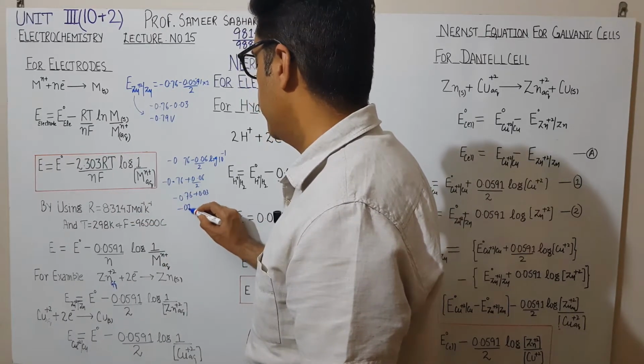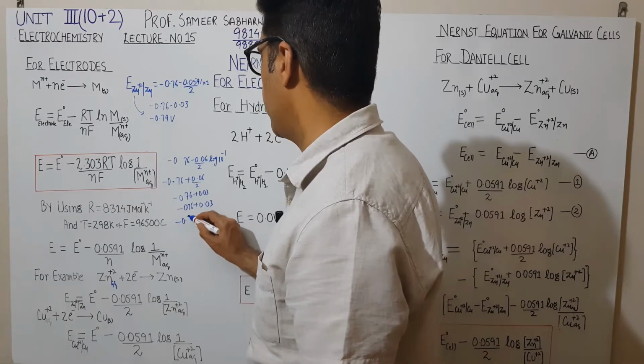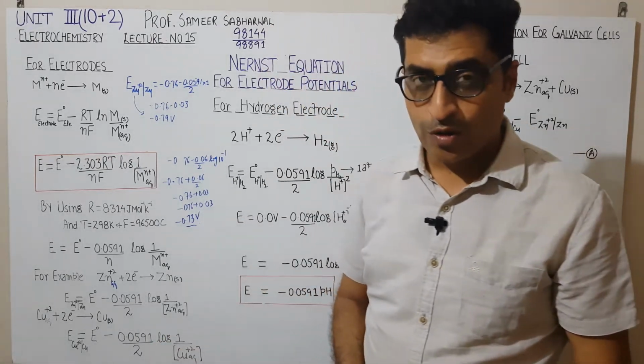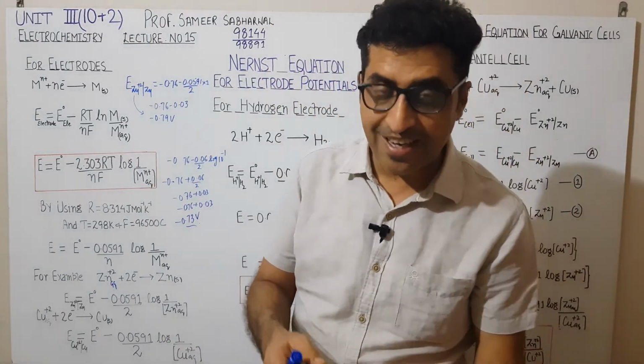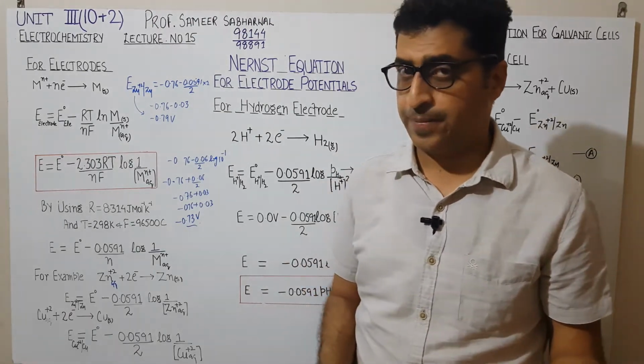0.76 plus 0.3, this is minus 0.734. So reduction potential has increased with the increase in concentration of zinc ion.